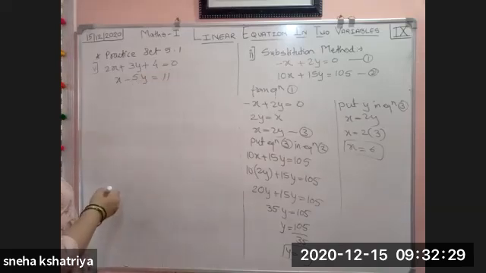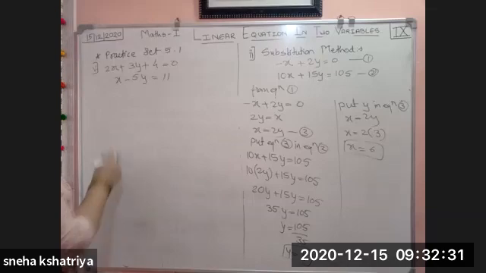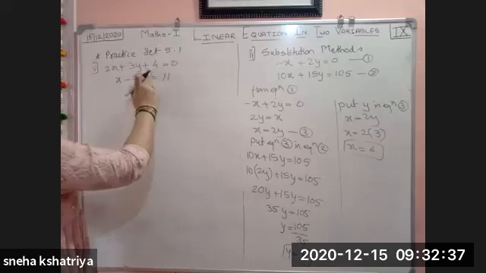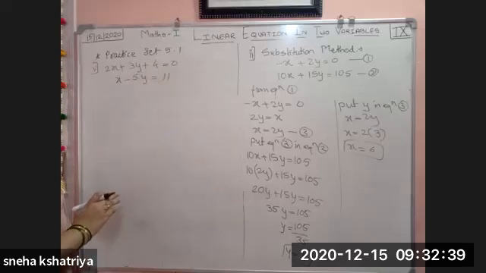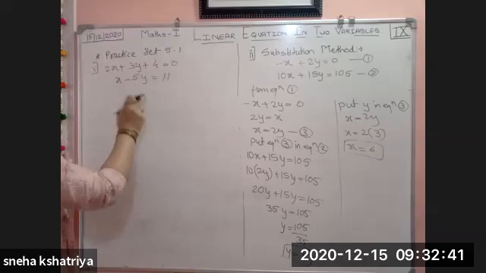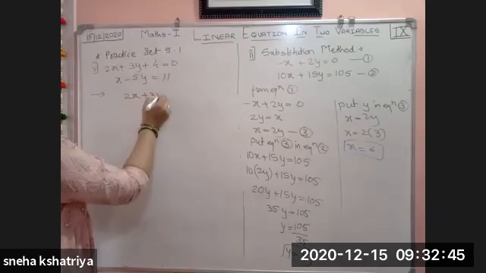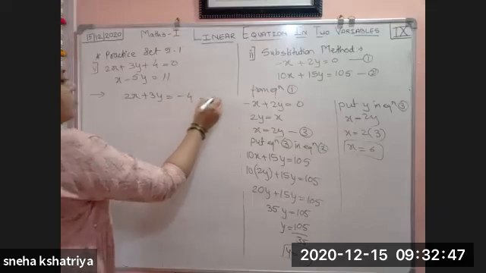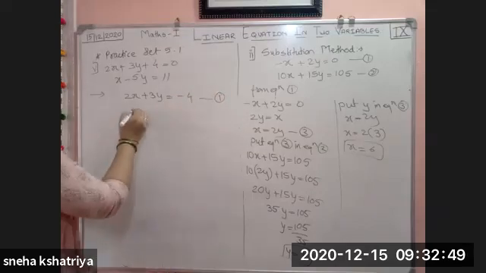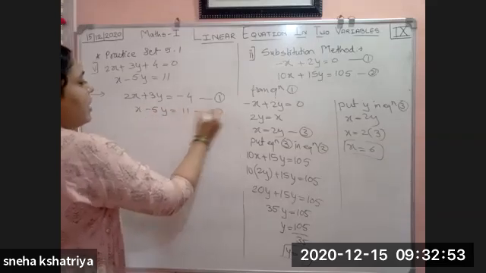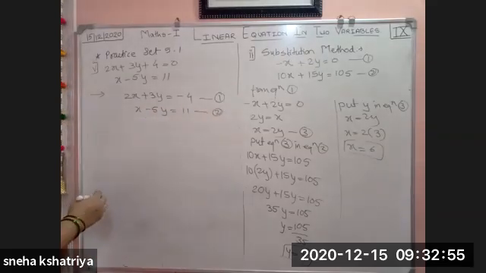Now see here, this is in the general form of equation, but for solving this type of equation, whatever the constants are there, we shift to the right side. So this is not in the proper form, we will write it in the proper form. That is 2x plus 3y is equal to minus 4. Say it as equation number 1. And x minus 5y is equal to 11. Say it as equation number 2.